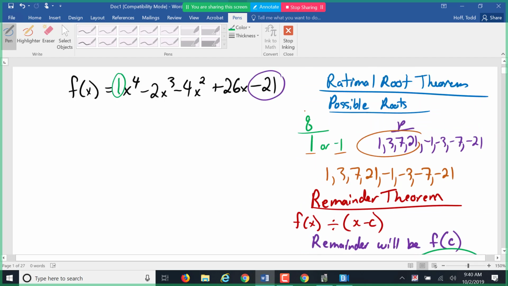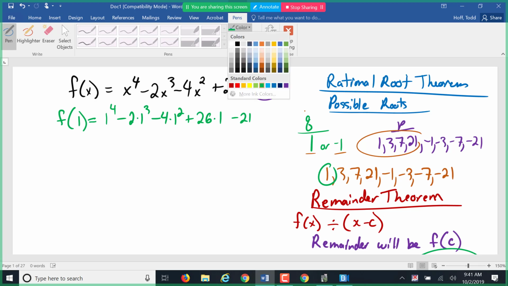So let's come back up here. To test to see if any of these values are roots, we're going to substitute that value in for x and see if it gives us a value of 0. So let's find f of 1. That's our first one we're going to try. That's 1 to the fourth minus 2 times 1 to the third minus 4 times 1 squared plus 26 times 1 minus 21.